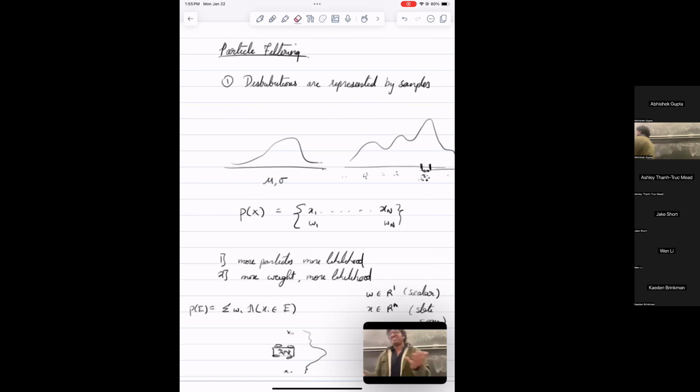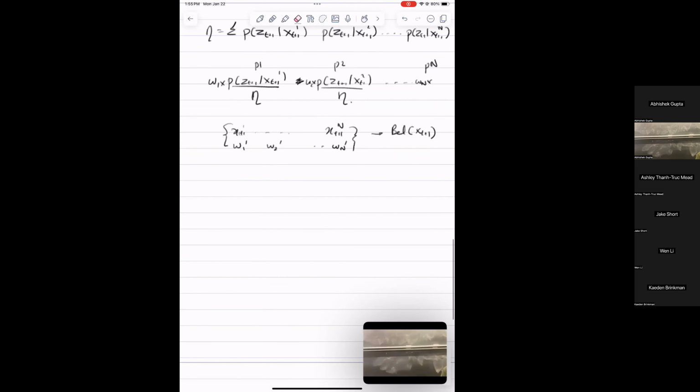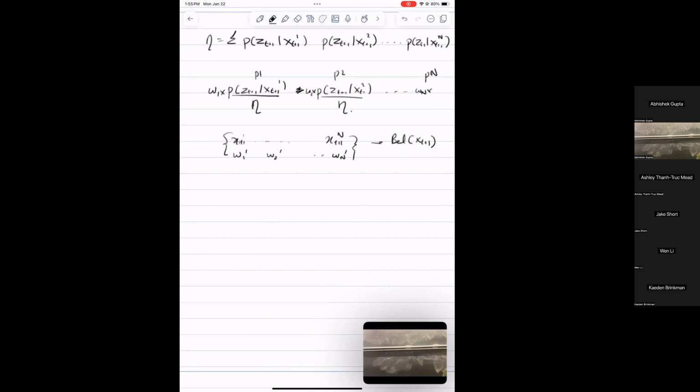You just start with a set of particles and weights, dynamics moves the particles, measurements move the weights, you repeat. And now, okay, what do you do with this thing, right? Finally, let's say you want to compute the average position. The average position is basically the expectation under the belief of xt.